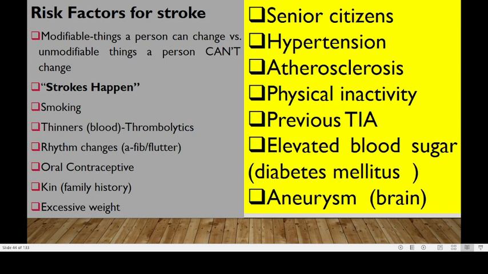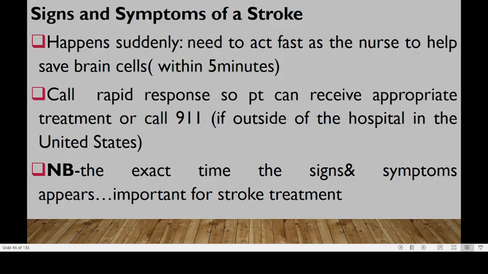If you have a transient ischemic attack, you've had it, or elevated blood sugars, aneurysm in the brain, this places you at increased risk for that, right?